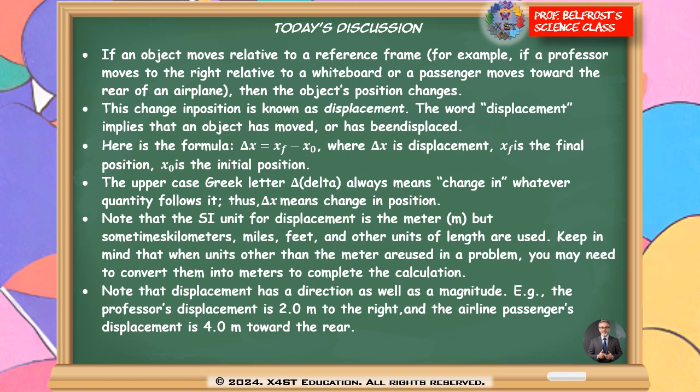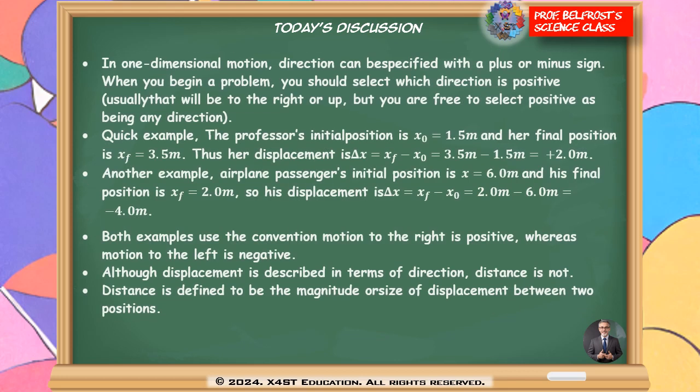Note that displacement has a direction as well as magnitude, so it is called a vector quantity. So the professor's displacement, for example, is 2 meters to the right, and the airline passenger's displacement, just as an example, is 4 meters toward the rear. So it is towards something, or relative to something, or of some degree from some position. This is very important because it has direction besides having a magnitude.